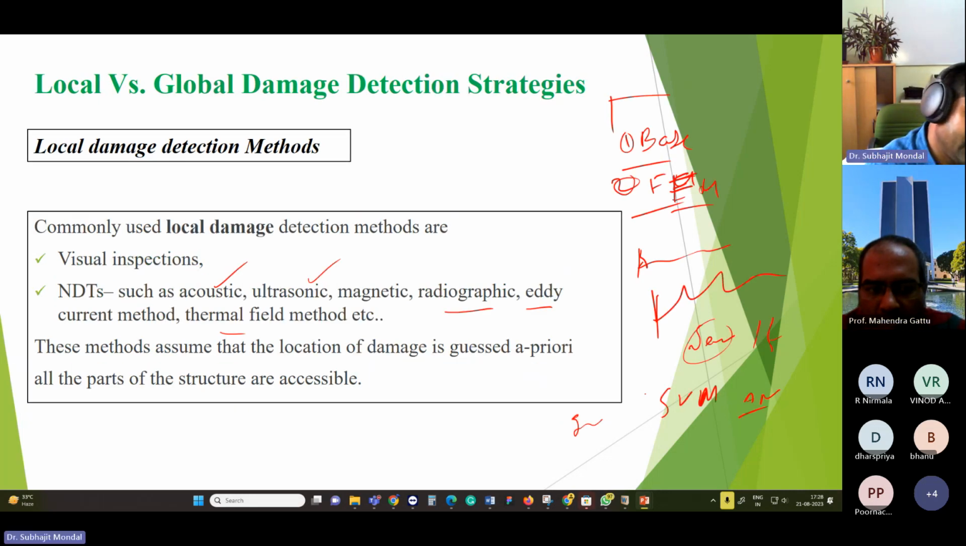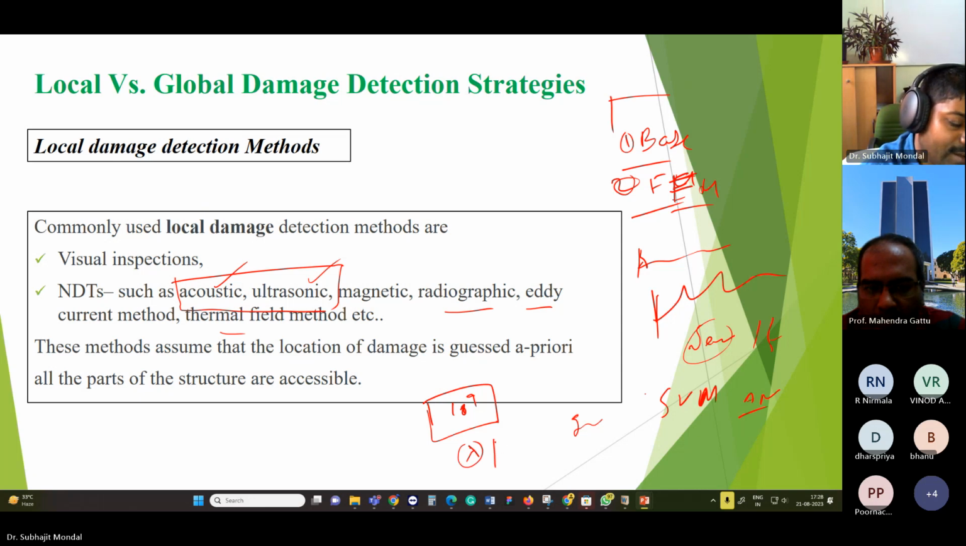It depends upon the range of the wave you are providing. In ultrasonic, the wave you are sending has a very high range, in the 10⁹ range. Acoustic has a low range. Basically it depends on the wavelength λ and the magnitude, or frequency you can say. Depending on the range, these two are different, nothing else.